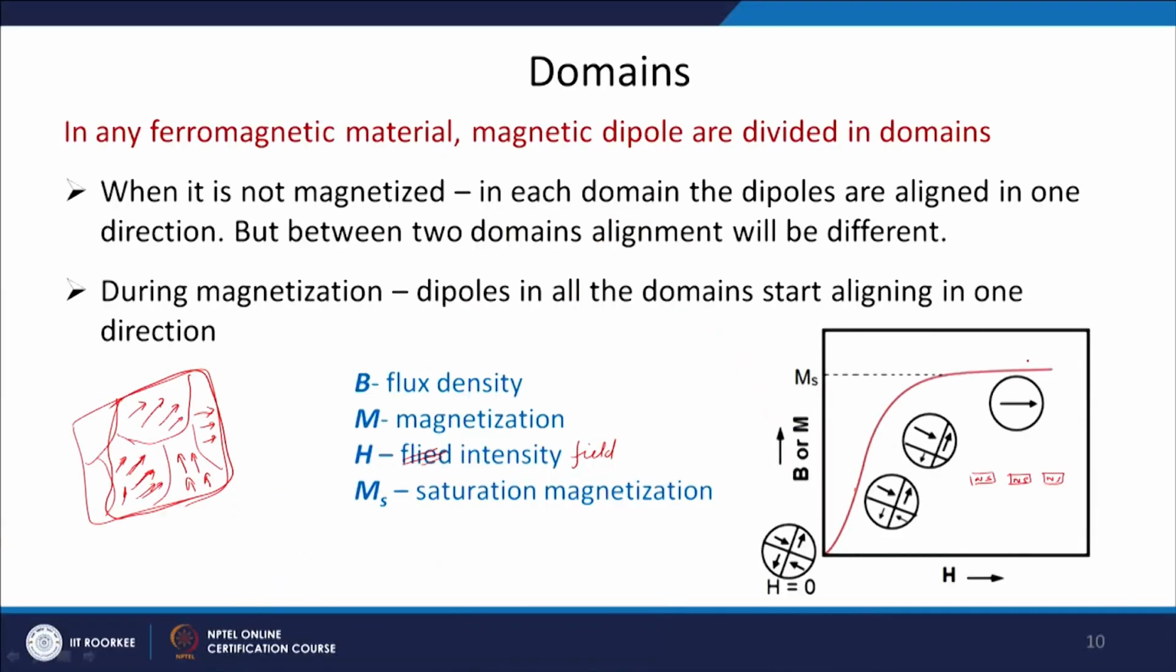All the dipoles are in one alignment. So you have reached the saturation point. So this is my saturation magnetization. Now, once you do that, what happens when you again bring down the magnetic field?